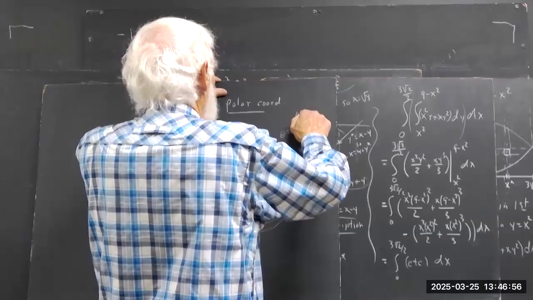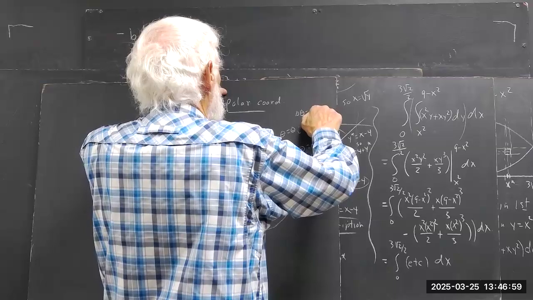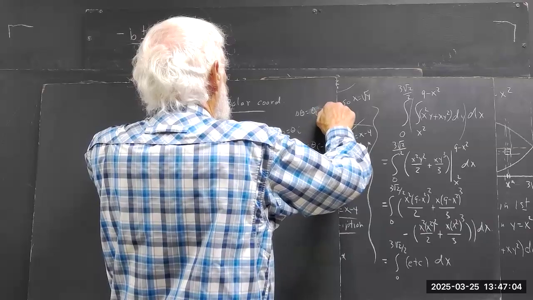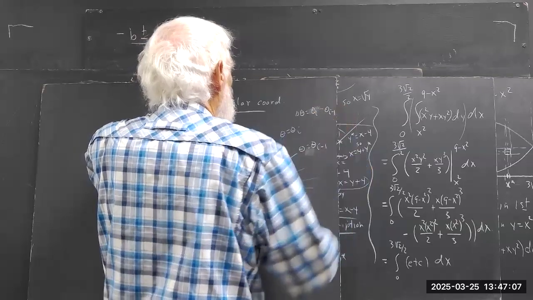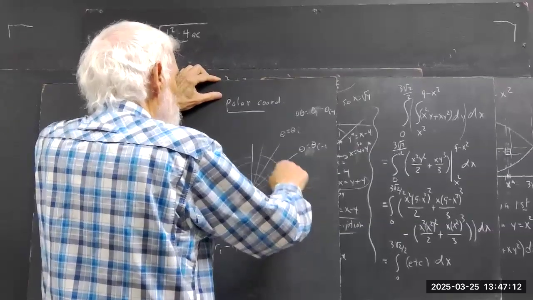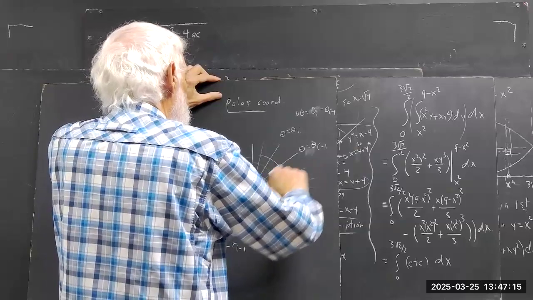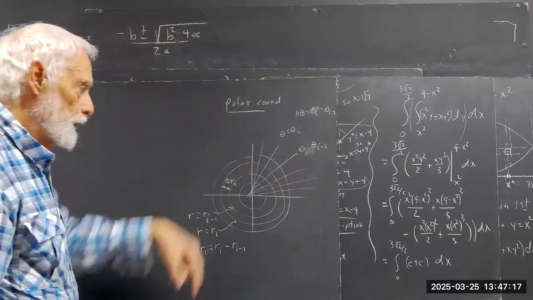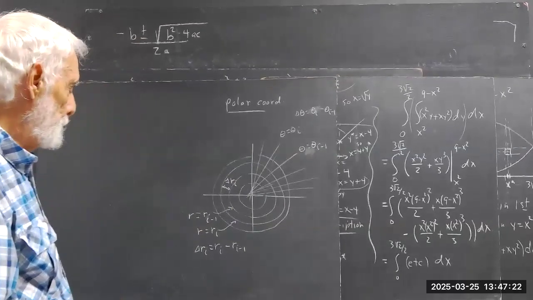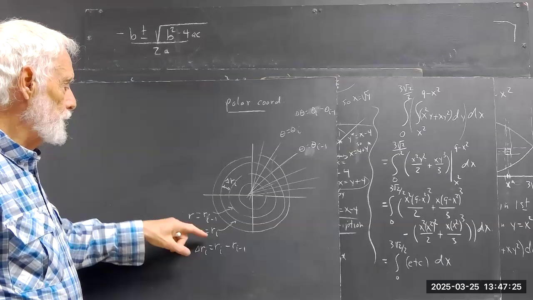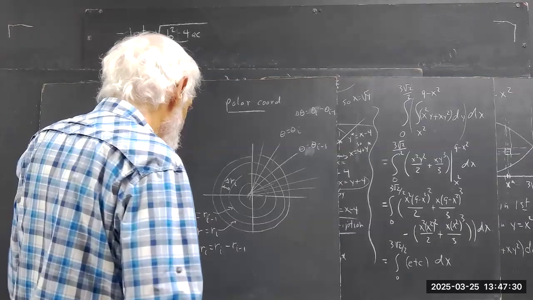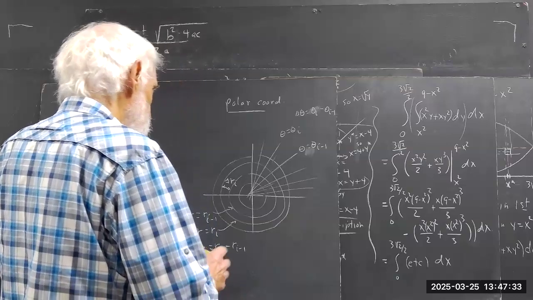And delta theta sub i is theta sub i minus theta sub i minus 1. And your delta theta is just the angle between these two lines here. I'm not going to attempt to label it. Then where's the region between R sub i and R sub i minus 1? And between, I have to be careful with my notation.